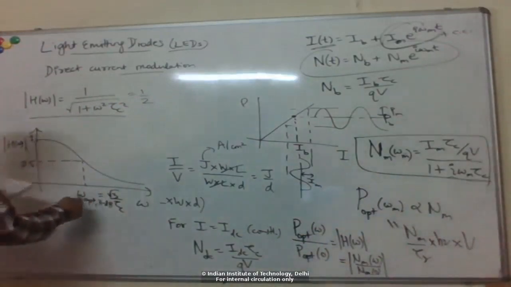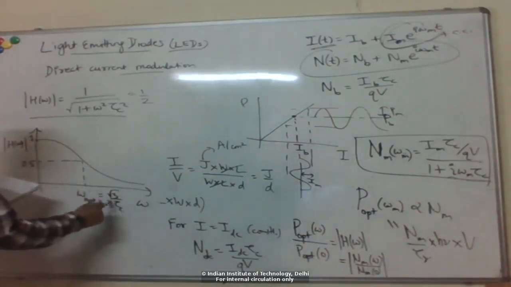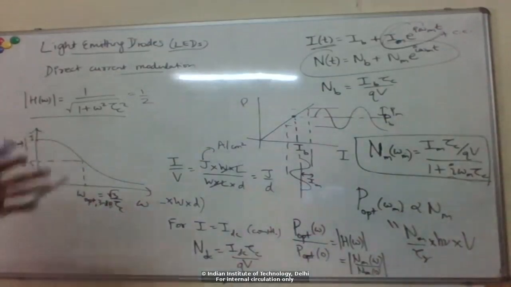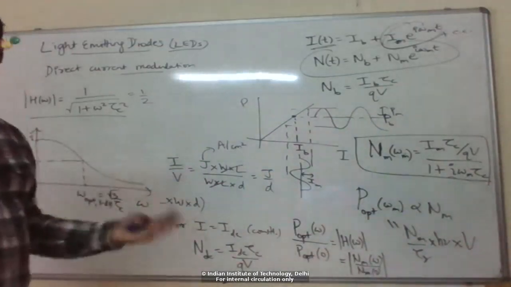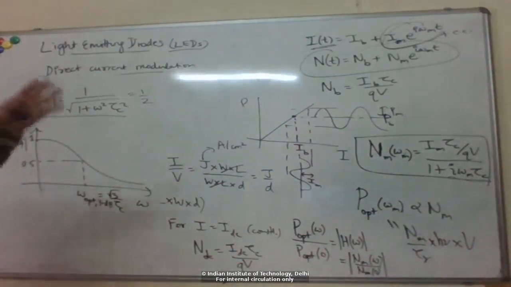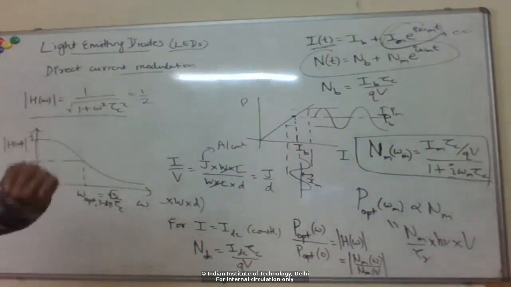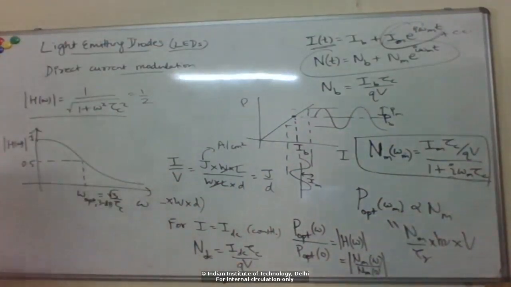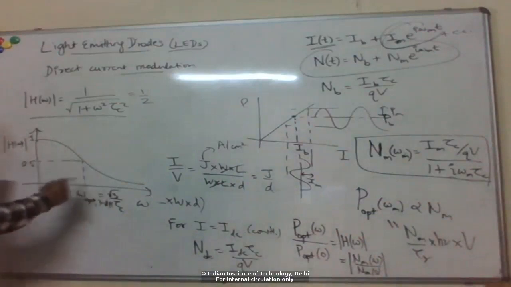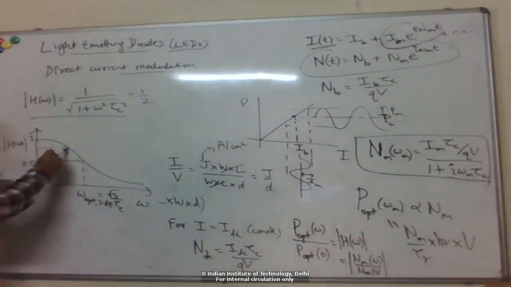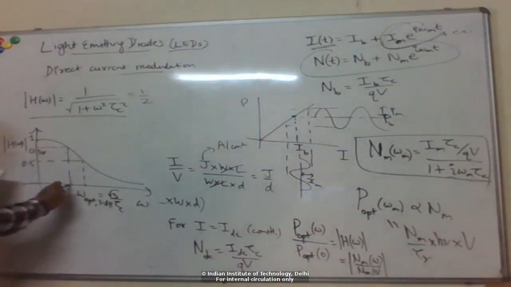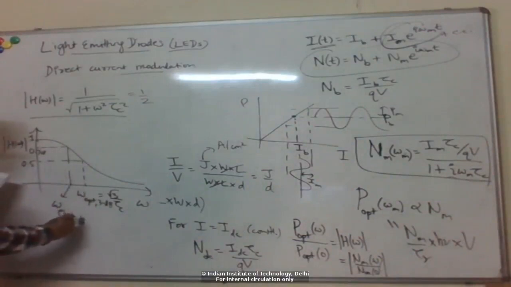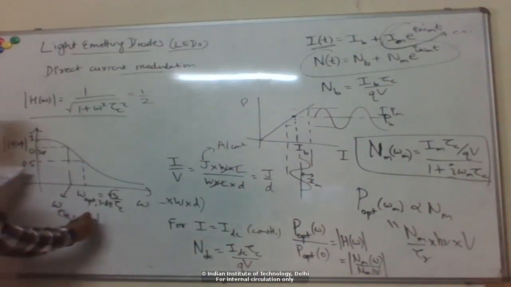Of course, you can see that the modulation bandwidth is inversely proportional to the carrier lifetime. So the smaller the carrier lifetime, the faster they recombine, the faster you can modulate, the faster you can turn the current on and off. Sometimes there is another quantity defined for the LED, which is where it goes down to 1 by root 2, so 0.707, and that's known as the electrical 3 dB frequency. So that's happening at 1 over tau c.